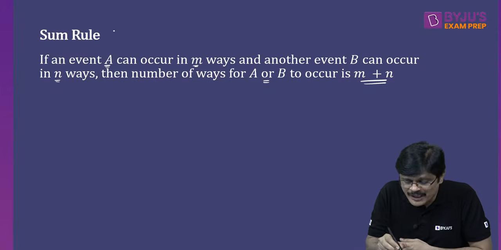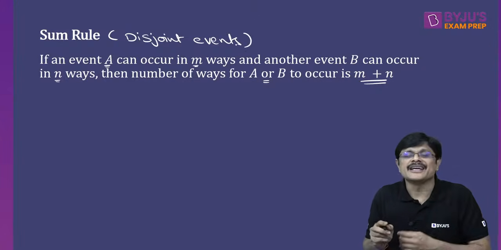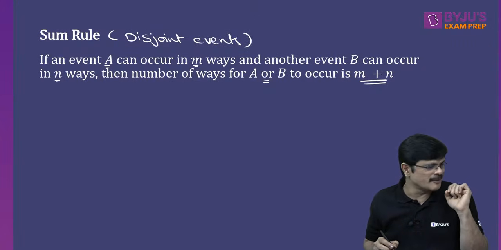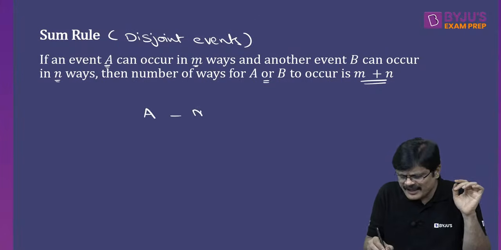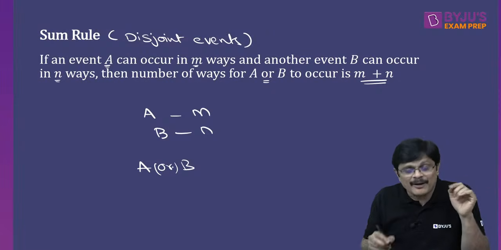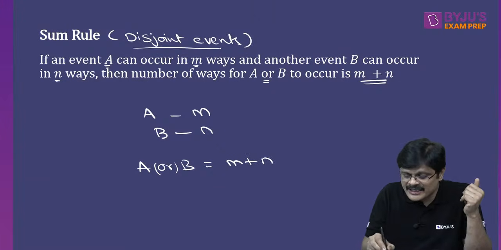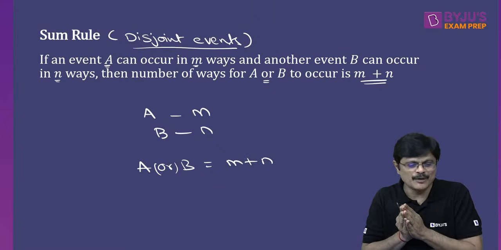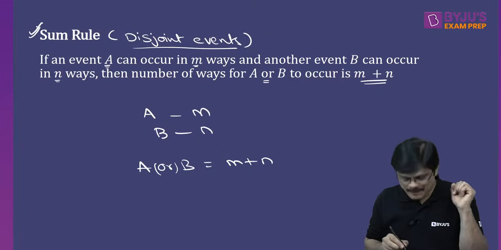When you write this rule, we need to understand that we are assuming the events are disjoint events. This is an important point to be noted, my dear friends. So, if event A can happen in m ways and B can happen in n ways, then the number of ways either A or B can happen is given by m plus n, with the assumption that there is nothing common between the events. No courses are common between them. So that is the sum rule or addition principle.